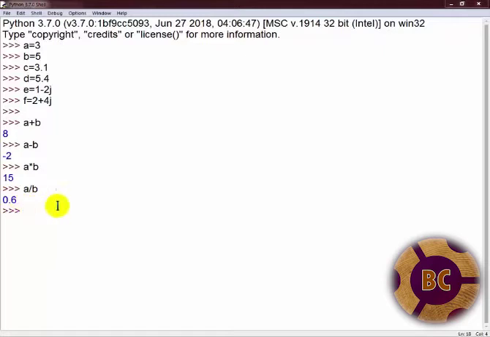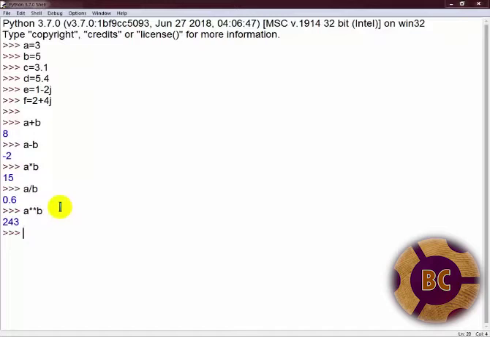Another example, raising to power. A raised to power B. Raising to power in Python, its sign is double star. The result is 243.